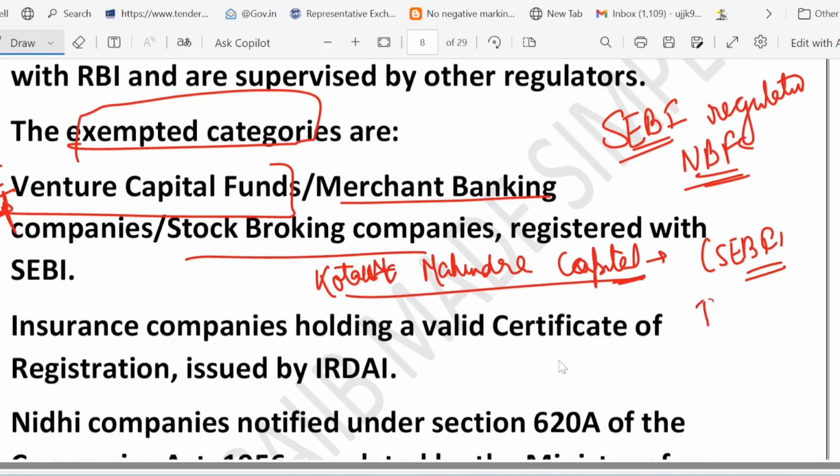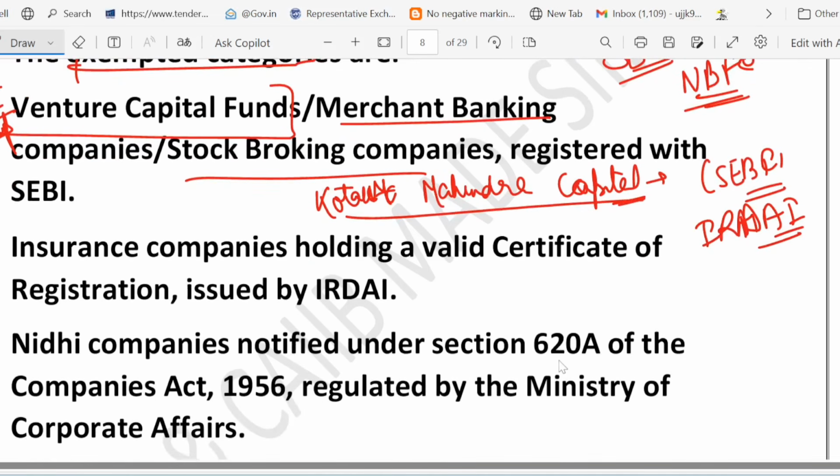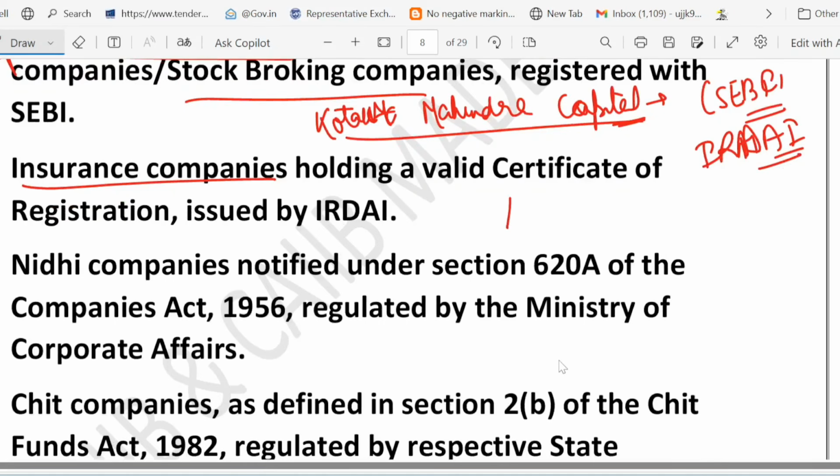And then have a look at some IRDAI regulated NBFC. IRDAI, Insurance Regulatory and Development Authority of India. So some insurance companies, right? Like for example, LIC. You might have heard the name of LIC. They are IRDAI regulated. They offer insurance, and it has an NBFC arm.